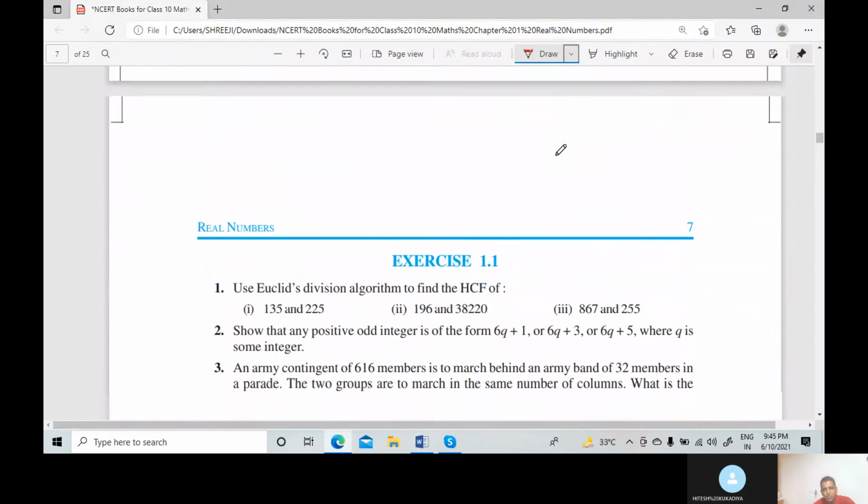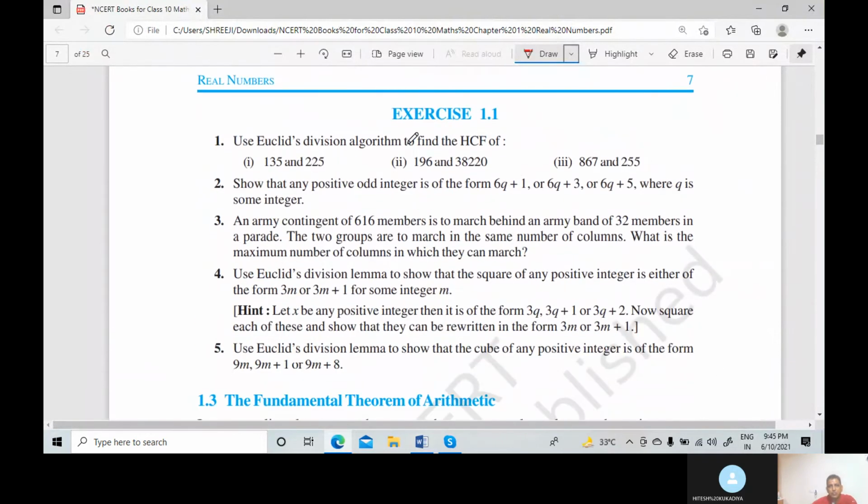Now we discuss the questions of exercise 1.1. Questions number 2, 4 and 5 are remaining. 1 and 3 are completed.